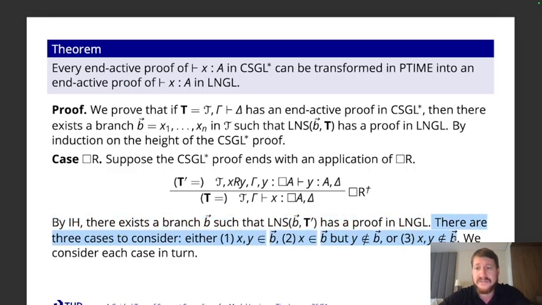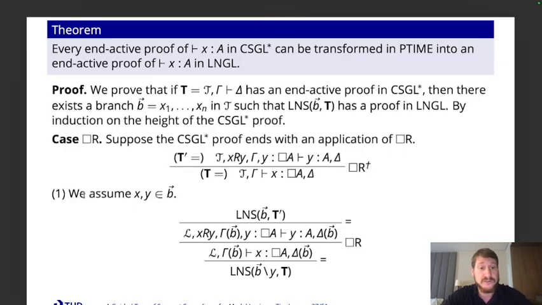And there are 3 cases to consider here. Either my branch B goes through X and Y, or it goes through X, but then it goes in a different direction and does not go through Y, or it does not go through X and Y. Right? That's the third case. We'll consider each case in turn. Each is resolved in a different way.